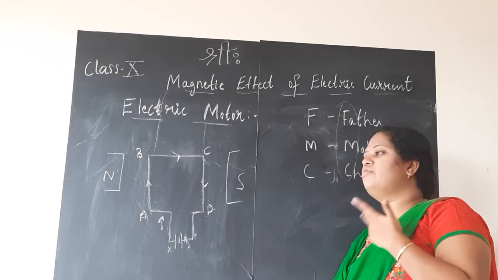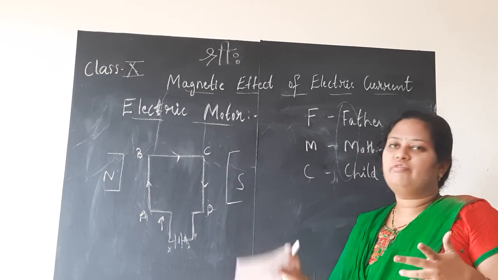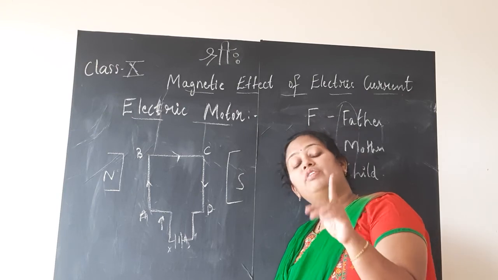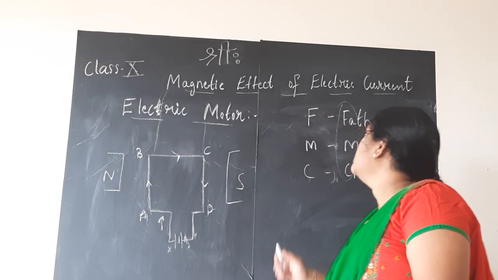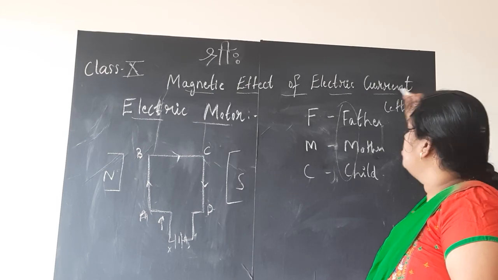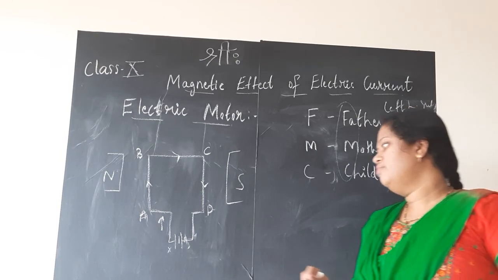So if you keep FMC, father, mother, child, in mind, children, it will be very easy for you to remember which finger shows what. You will not make a mistake. That is only for the left hand rule. Please keep in mind, this is for the left hand rule. Don't apply this for the right hand rule. Why? There we have only electric field and magnetic field in case of the right hand rule.